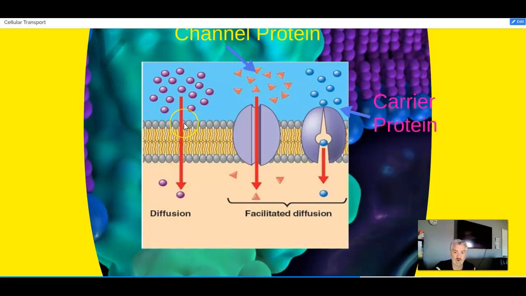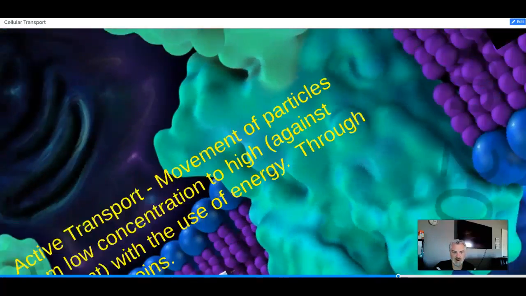Anything that is polar or larger has to go through these proteins. So this is a channel protein that water, for example, will kind of just go through a channel protein and go from a high concentration to a low concentration. Carrier proteins can also carry things into the cell from a high to low. This is what we call facilitated diffusion, or diffusion that is helped by these proteins. So the key to passive transport, again, is that there is no energy required.